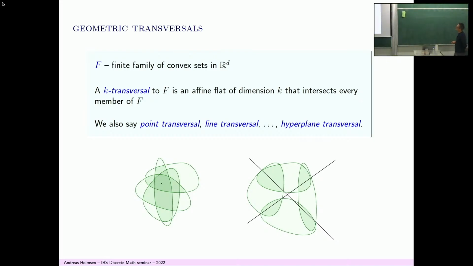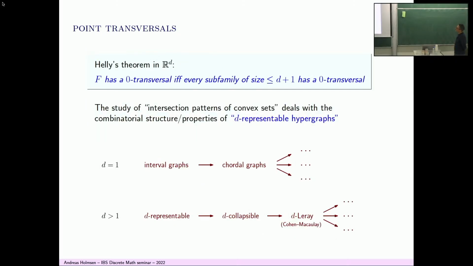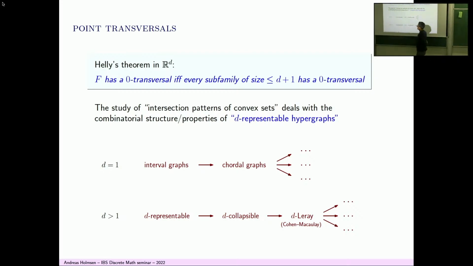Okay, so some context about these transversals. The most studied case is when k is 0, so point transversal. This is by far the most studied and well understood case. And it kind of starts here with Helly's theorem in R^d, which says that this family F has a 0 transversal if and only if every subfamily of size at most d plus 1 has a 0 transversal. So we have necessary and sufficient conditions for a family to have a 0 transversal.